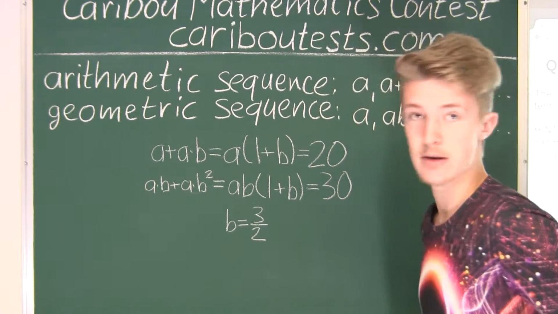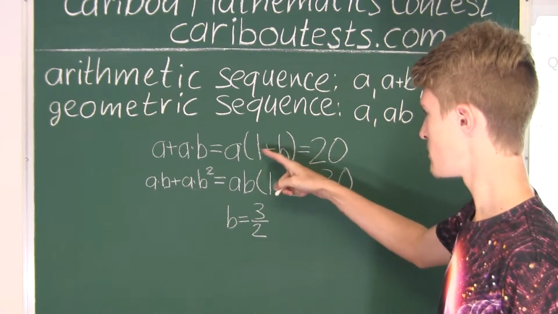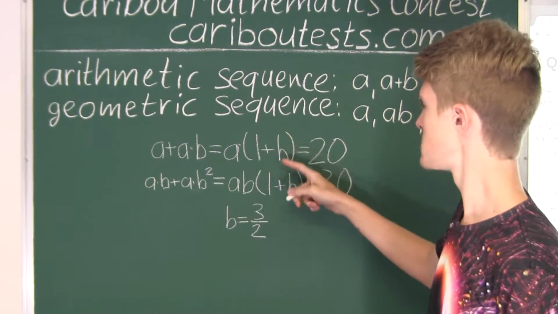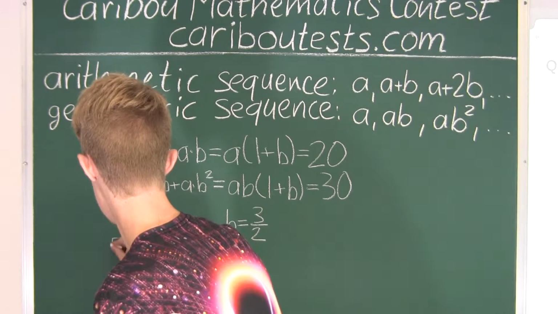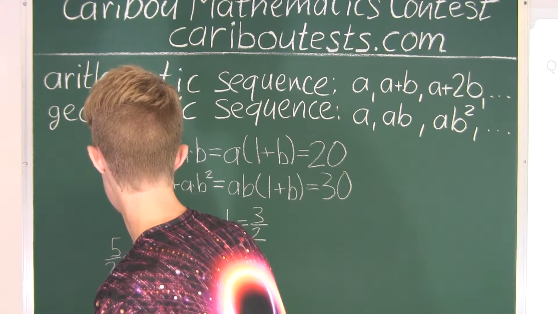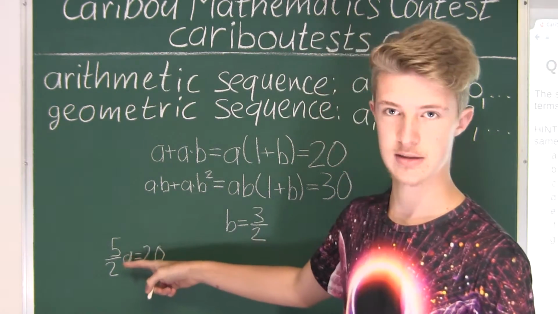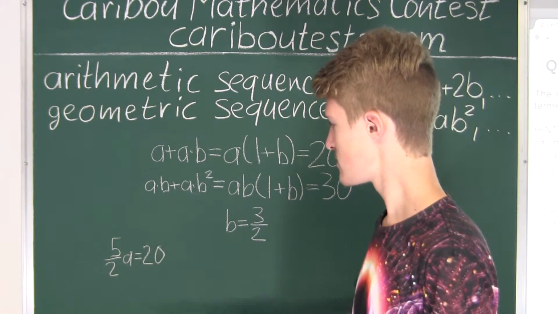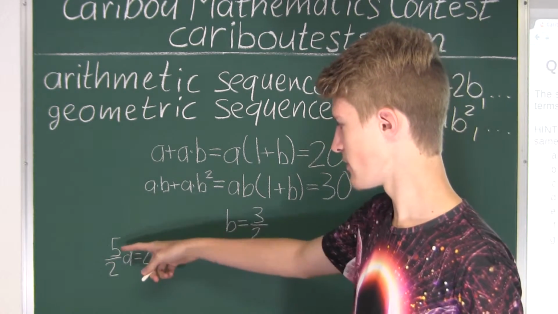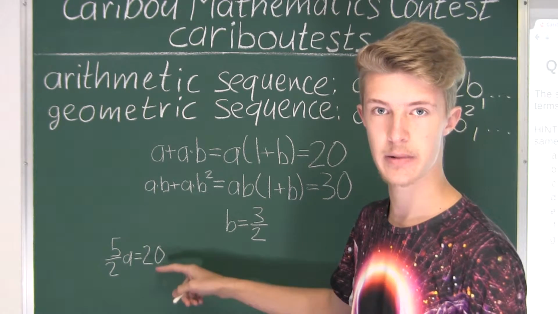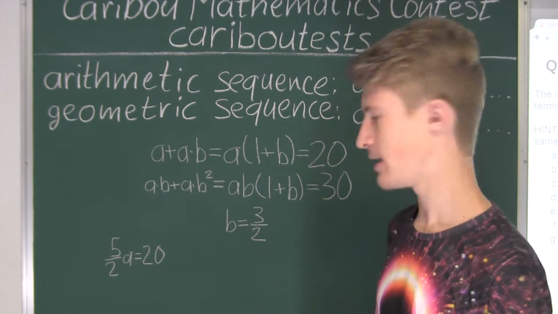Alright, so now to find A, we will just substitute 3 over 2 in for B. So we have 1 plus 3 over 2 is 5 over 2. So now we would have 5 over 2 times A equals 20. Now obviously we just want the A on one side. So we have to divide both sides by 5 over 2, or just multiply 20 by 2 over 5. First we'll do 20 divided by 5 is 4, and then times 2 is 8. So A is equal to 8.